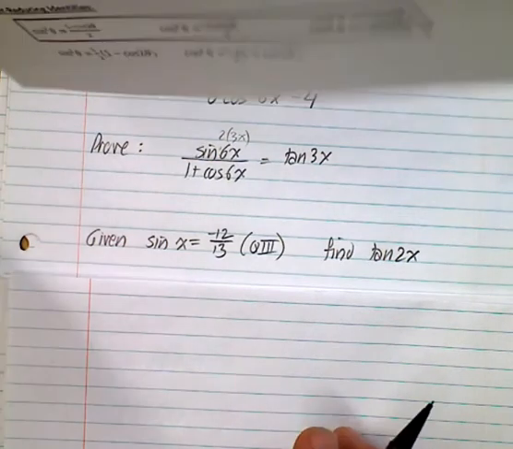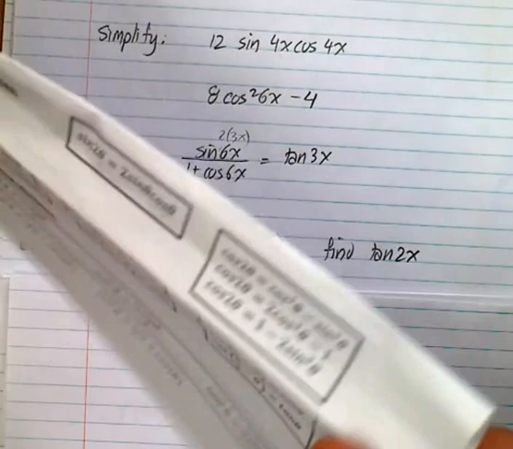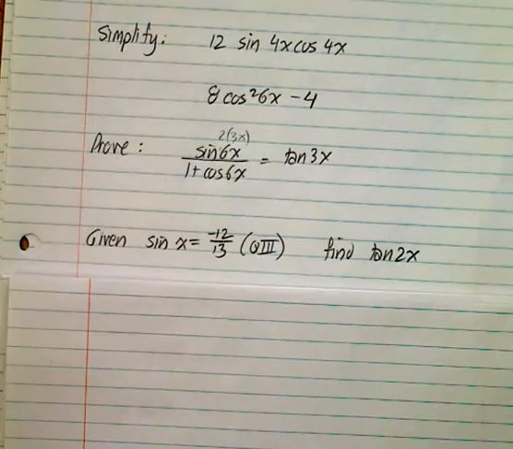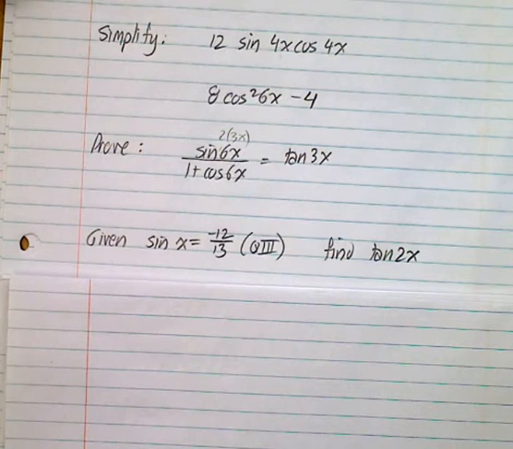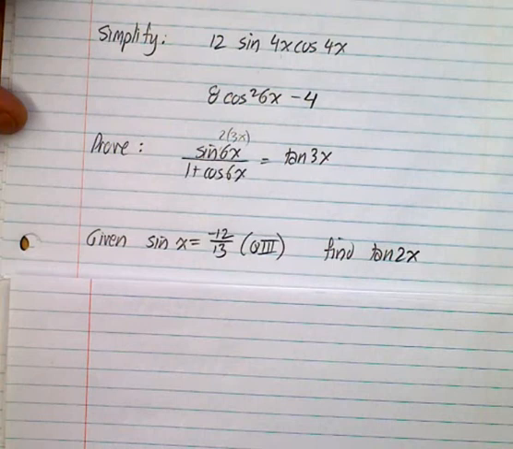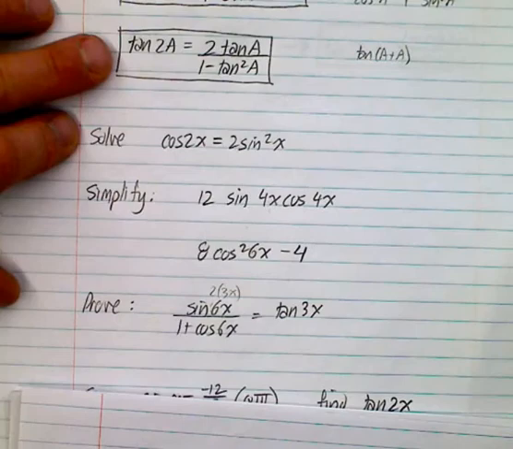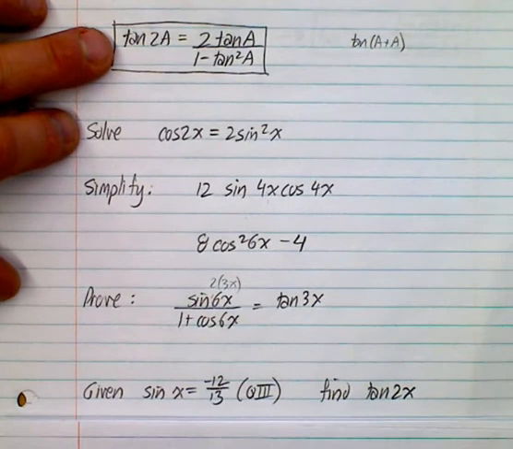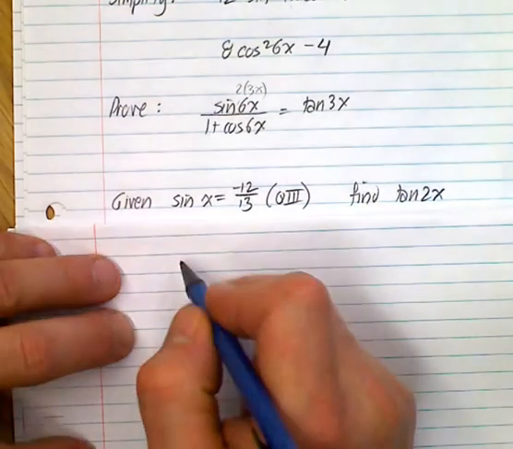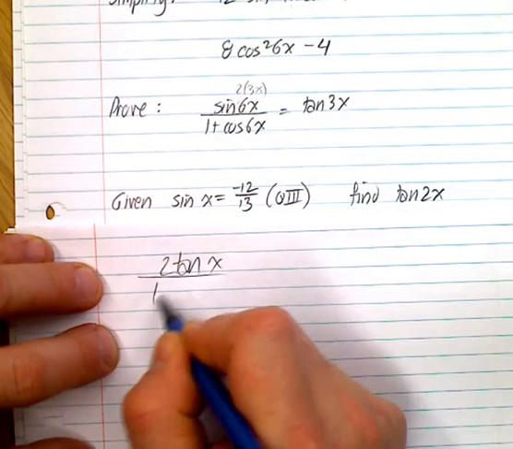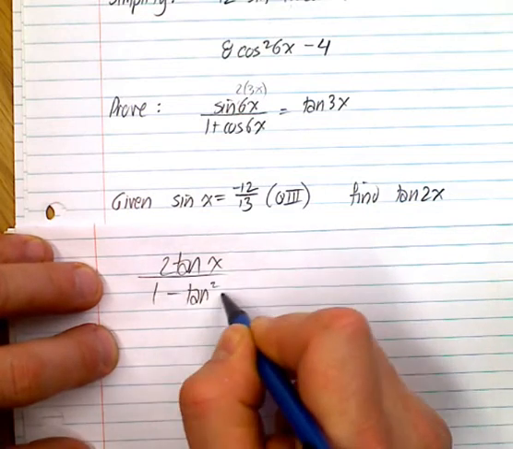Tan 2x. Oh my goodness, I don't have tan 2x on here. Do I have it? Did I give it to you up here? Oh, I got it up here. Oh, I didn't put tan 2x on the sheet. Okay, I'll fix that. We have it up here though. So I'm going to write this down right now with an x up there. So that's going to be 2 tan x over 1 minus tan squared x.